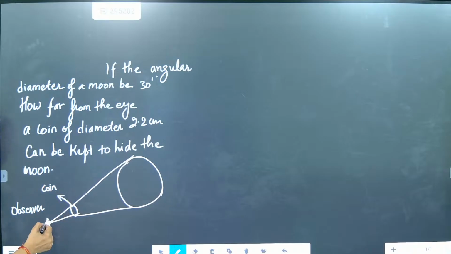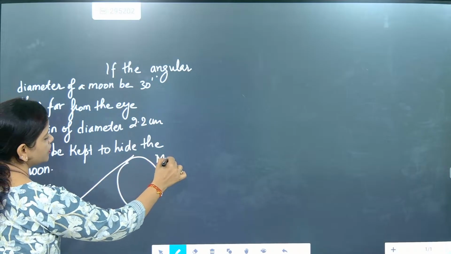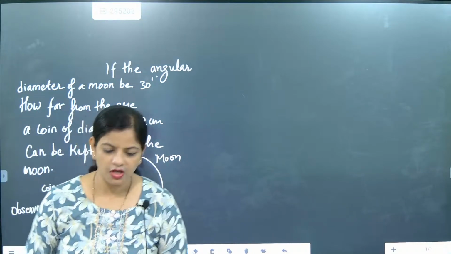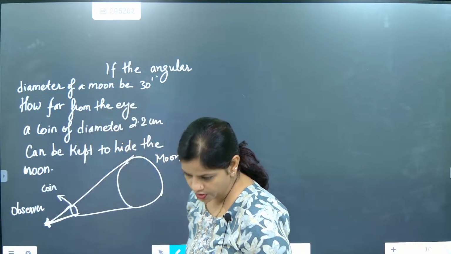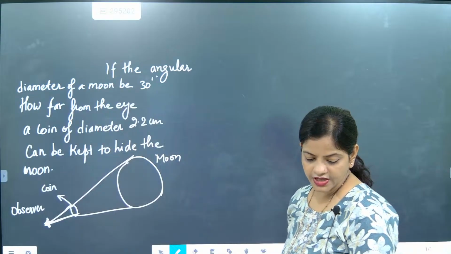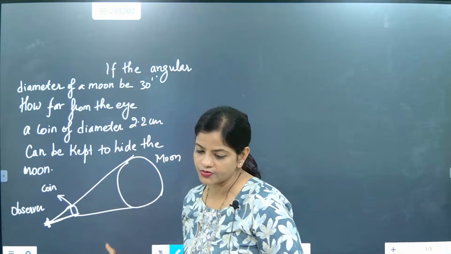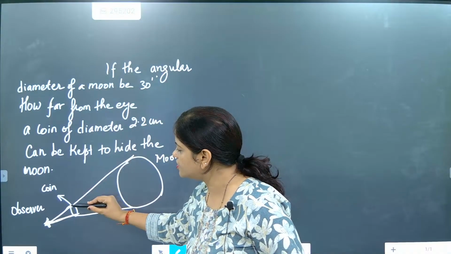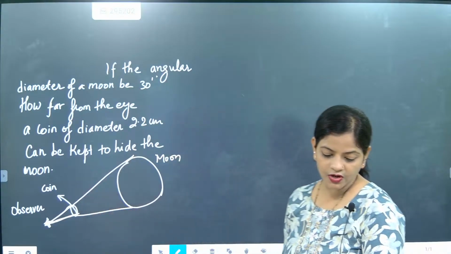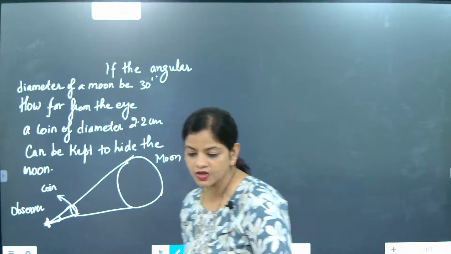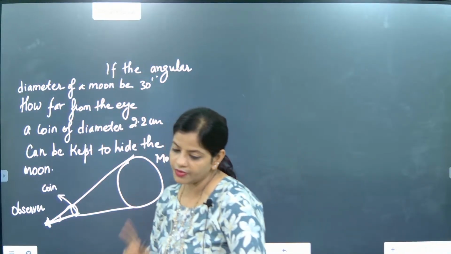Now how far between the observer and the point will be there so that the moon will be totally hidden? Understood? This is the question. If we have to hide the moon, what we need to do is decide how much distance we are going to keep the point from the observer. Now what is the angle subtended in the eye of the observer?